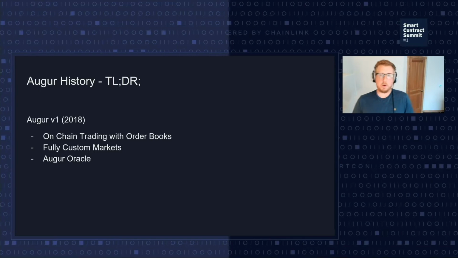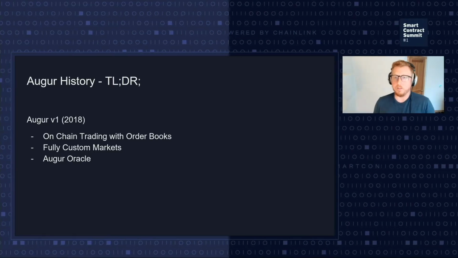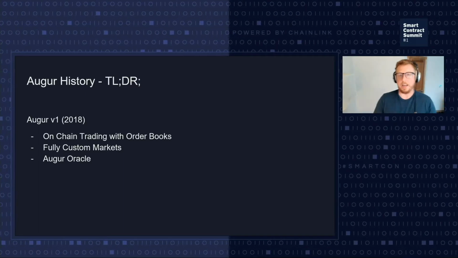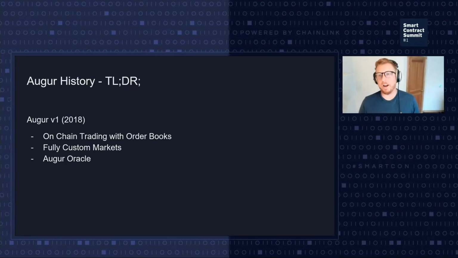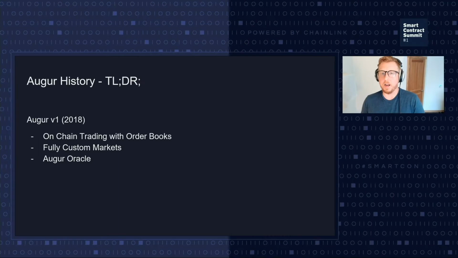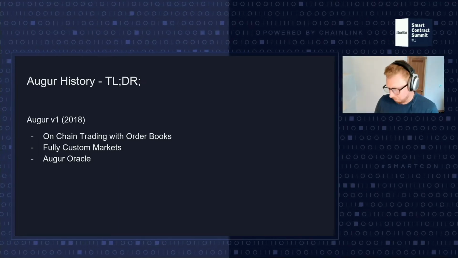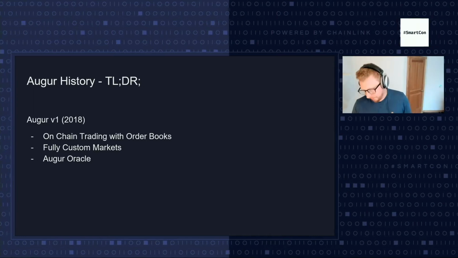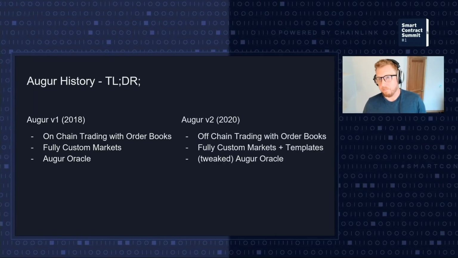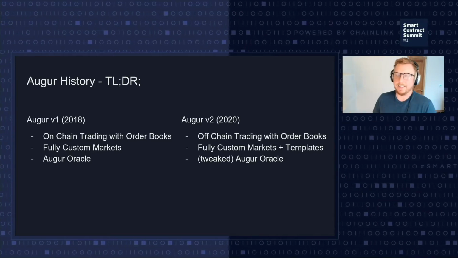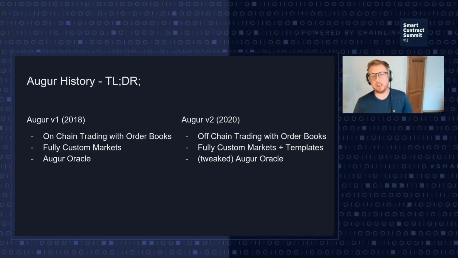The markets that were created for Augur V1 were fully custom. This meant that anybody in the world could type a question about anything they wanted and turn that into a financial market. And the markets were resolved by our first version of the Augur Oracle, and I'll talk more about what that is later. What we found was that we made some mistakes. It was the first version of a product and we needed to improve it.